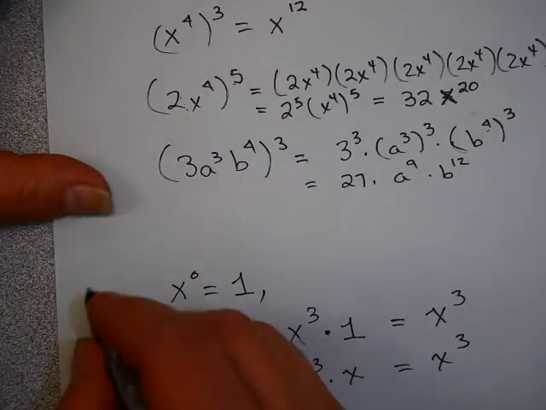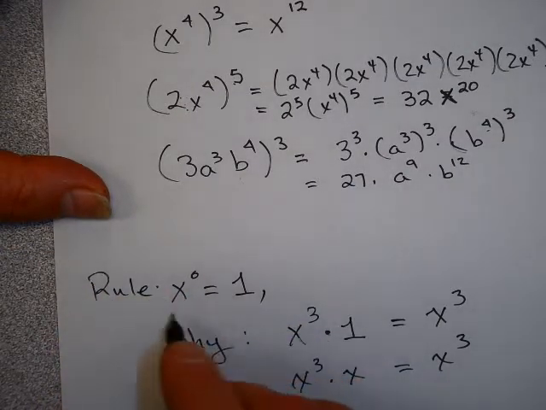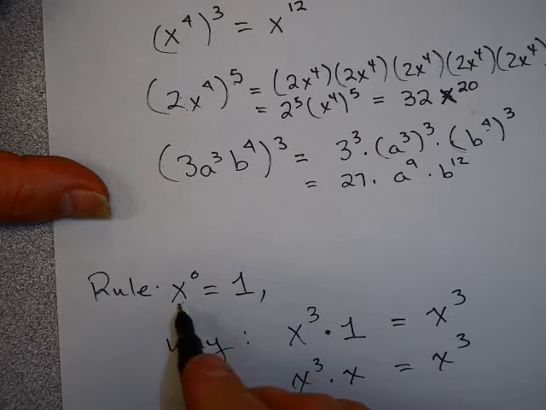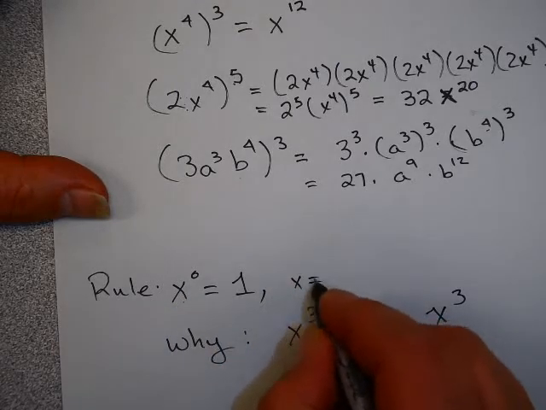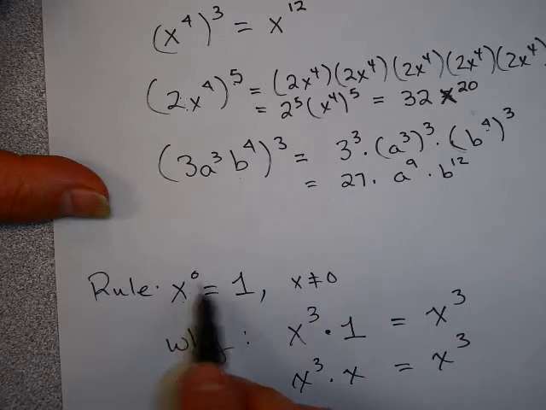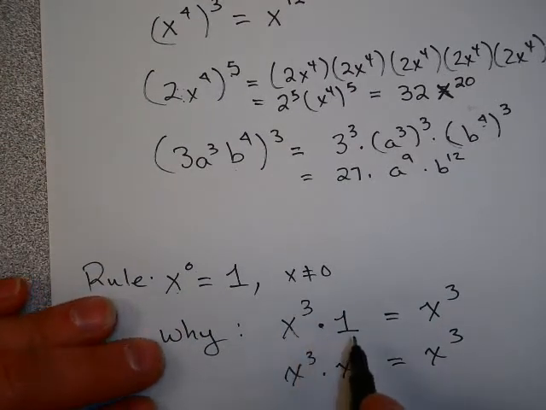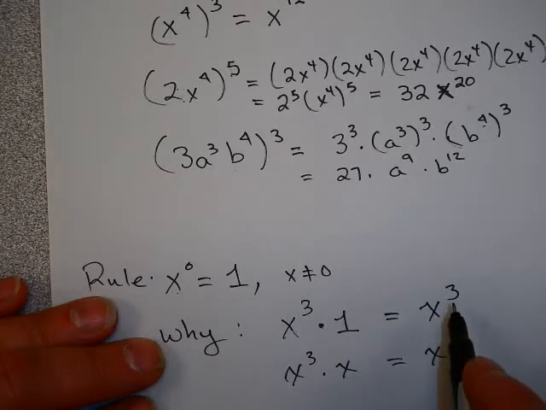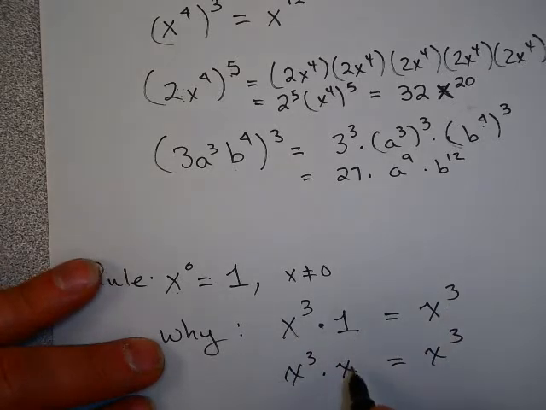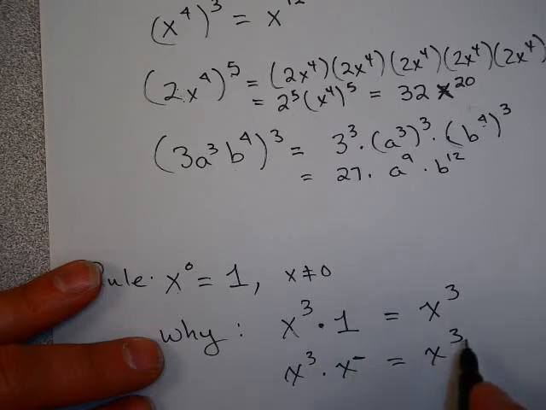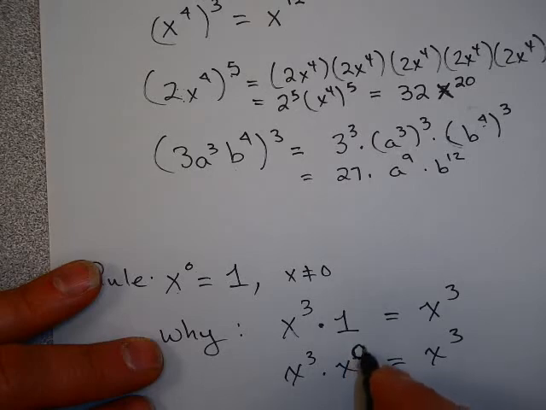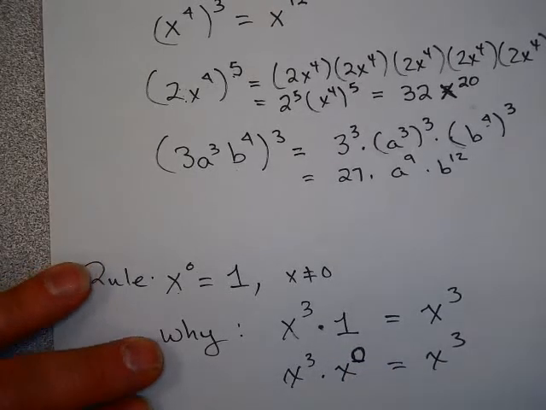Time for some more rules. Here's a rule. X to the 0 power equals 1. Anything other than 0, I should really say that, x can't equal 0 here, to the 0 power equals 1. Let's think about x cubed times 1. That certainly equals x cubed, right? But if we wanted this to be x to a power, what power would it be? Well, x to the third times x to what equals x to the third? Since you add exponents here, this had better be 0. So anything to the 0 power is 1.